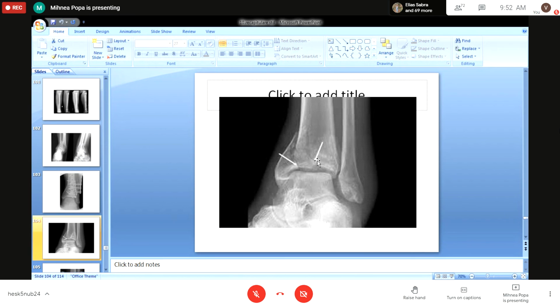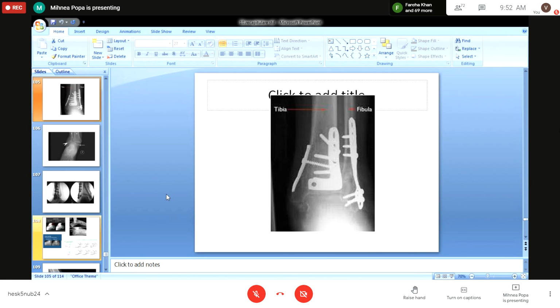This is a pilon fracture, so a fracture that involves the malleolus, but also the articular surface. As you can see here, there are two fracture lines that will produce a lot of arthrosis for the patient. So it's very important to use this type of osteosynthesis.